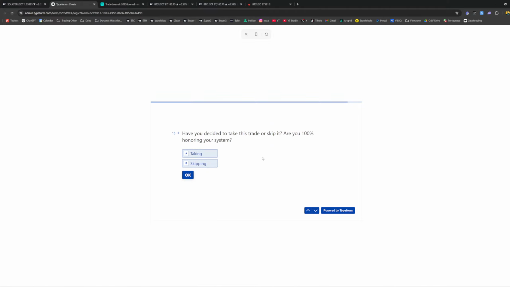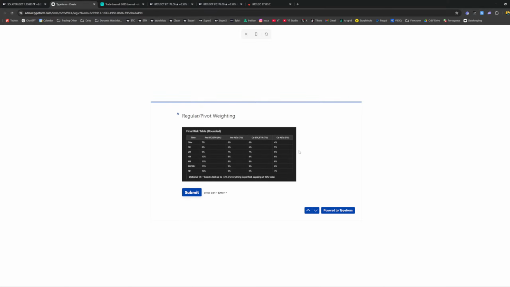Have you decided to take this trade or skip it? I am taking it, right? So then it just leads me to the same risk window that I was showing you before. And I can work out that it's an altcoin trade, it's counter trend, and it's on the 2-hour, so I'm administering 5% risk to this position, right? Very quick analysis of how much risk I'm assigning to the position. And then that's it, right?